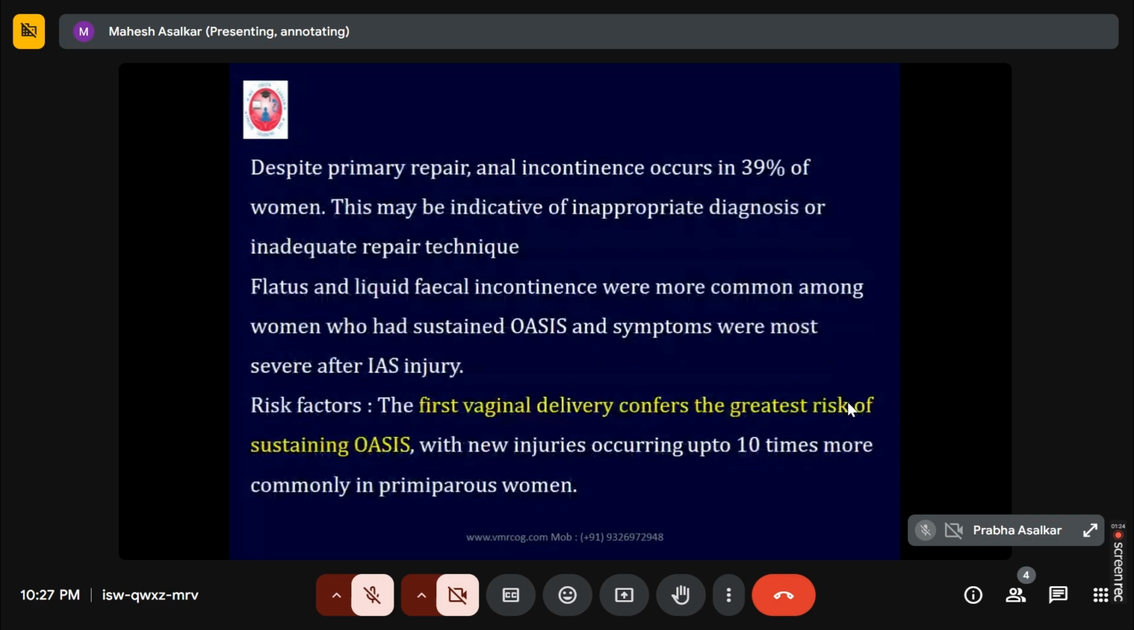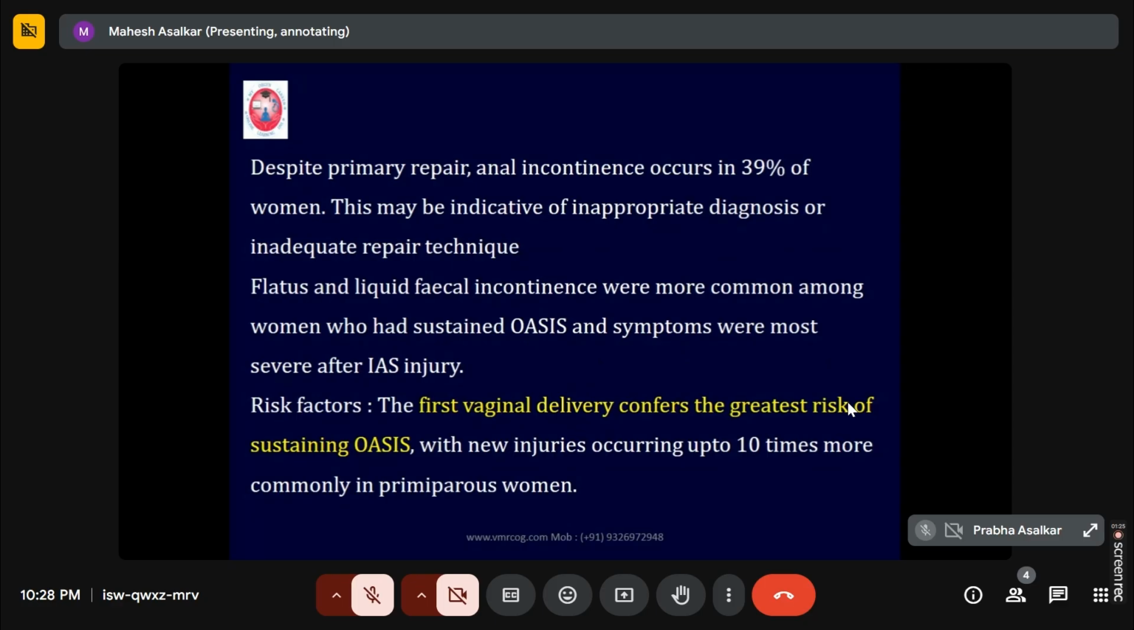Despite primary repair, anal incontinence occurs in 39% of patients. So even if you do the primary repair, still there can be incontinence. This may be indicative of inappropriate diagnosis or inadequate repair technique. Flatus and liquid fecal incontinence were more common among women who had sustained OASIS, and symptoms were most severe after internal anal sphincter injury.